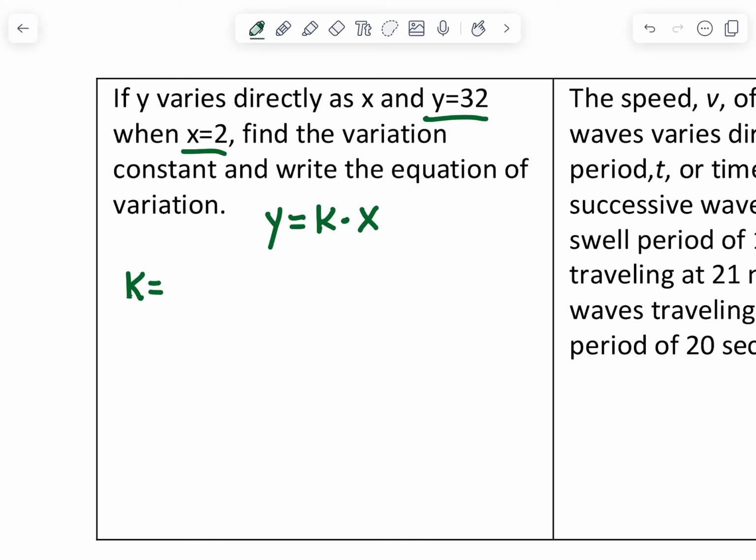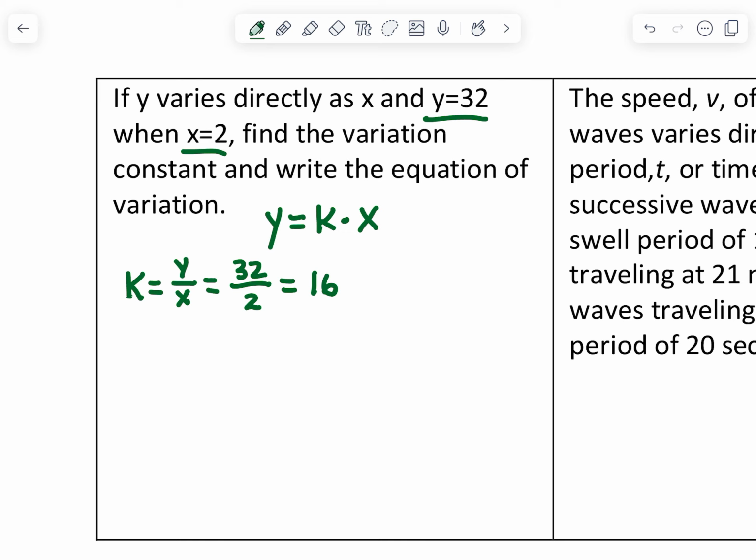The first thing it says is find the variation constant. That would be k. And again, to solve for k, all we do is divide both sides by x, and we get y divided by x. And since y is 32 and x is 2, 32 divided by 2 is 16. So our value of k is 16.